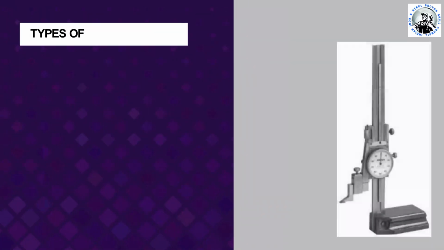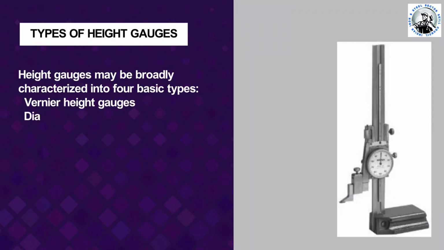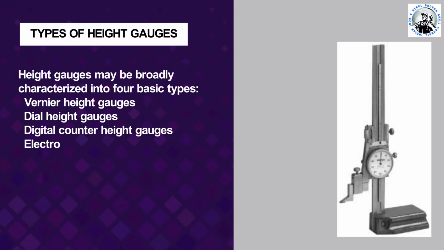base. Types of height gauge. Height gauge may be broadly categorized into 4 basic types: vernier height gauge, dial height gauge, digital counter height gauge, electronic height gauge. Feeler gauge.